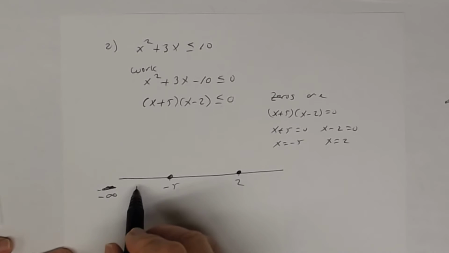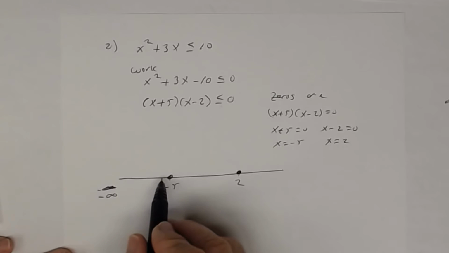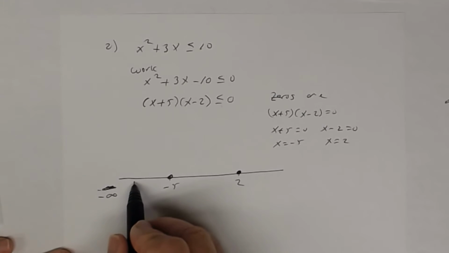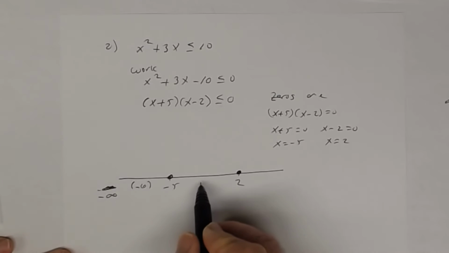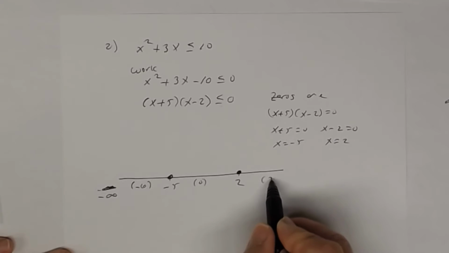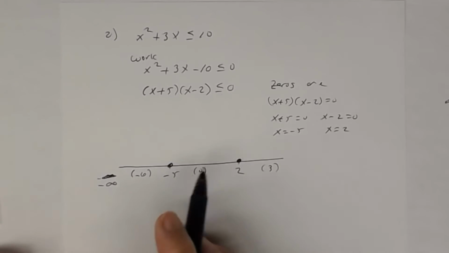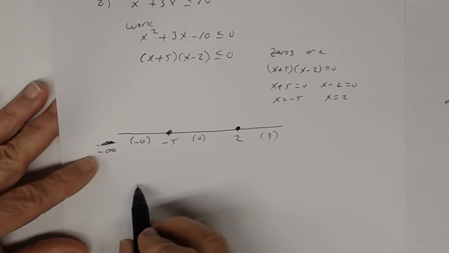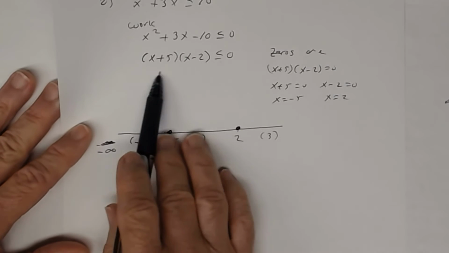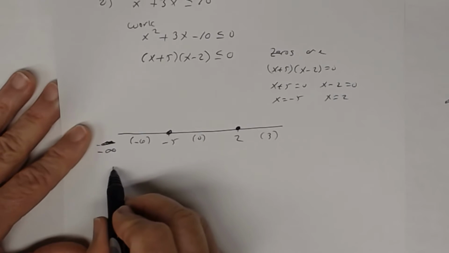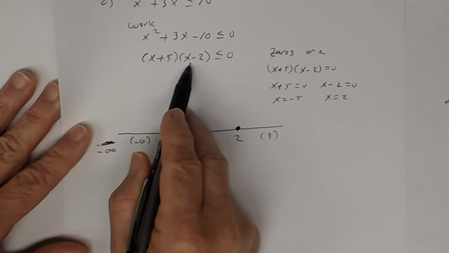Okay, so now let's pick some test points. So give me a real number, and let's use an integer if possible, between negative infinity and negative 5. So let's say negative 6. Between negative 5 and 2, 0 is always the easiest to use. And then greater than 2, let's use 3. Okay? So those are my test points. Now, you're going to put those test points into the factored part. So that's x plus 5 times x minus 2.